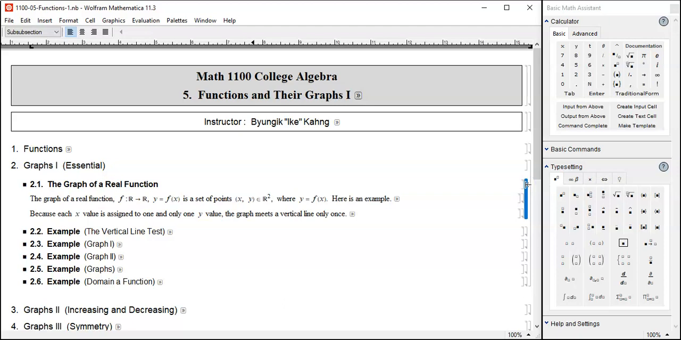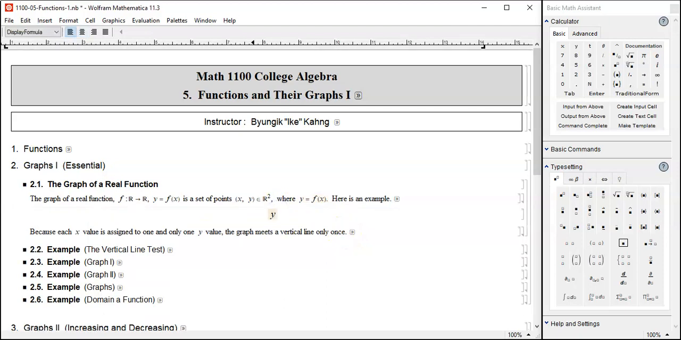Here's the definition. The graph of a real function is a set of all points x, y in the coordinate plane where y equals f of x. This is important. Y equals f of x. What do you mean by that? The function value f of x is the y coordinate. Alright? If you're looking for a function value, you have to get the y coordinate. Also, if you calculated a function value, you have to put it into the y coordinate. That's what this thing is all about.